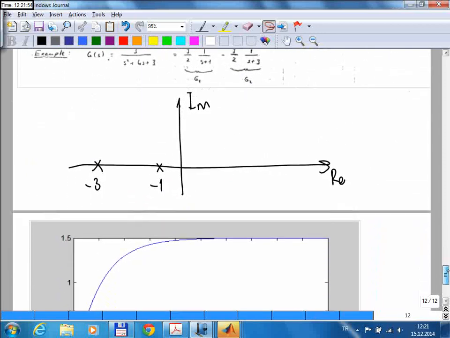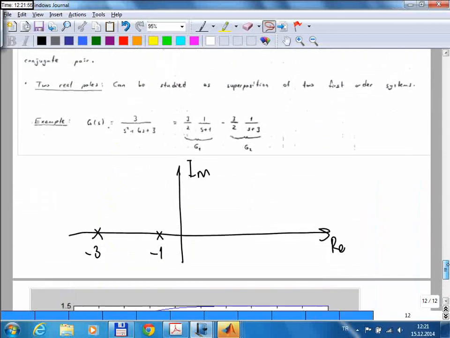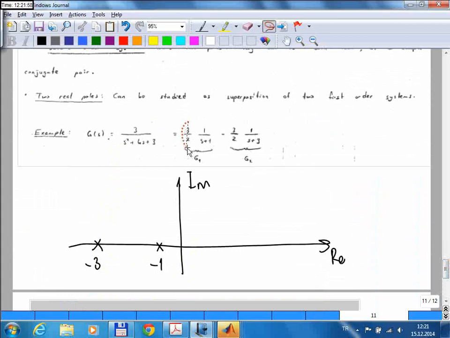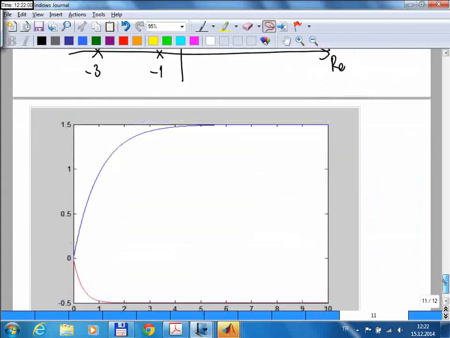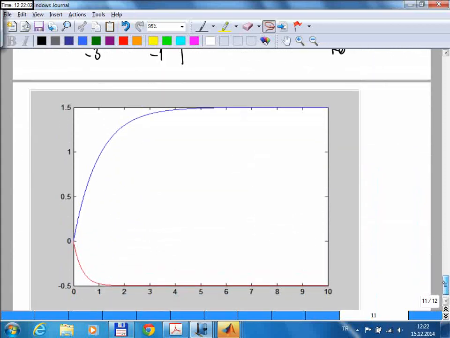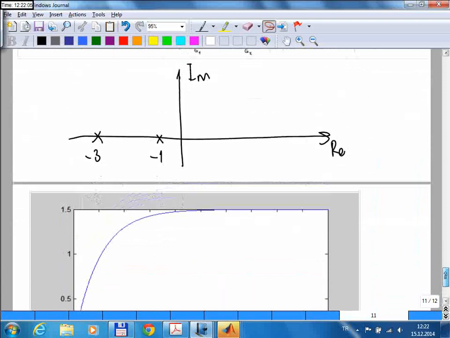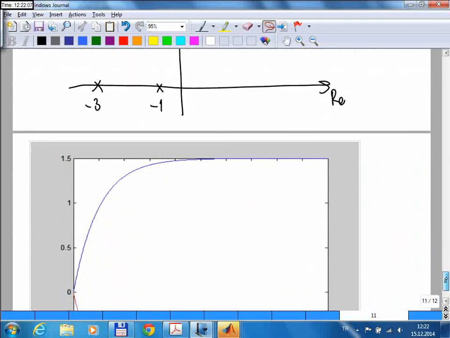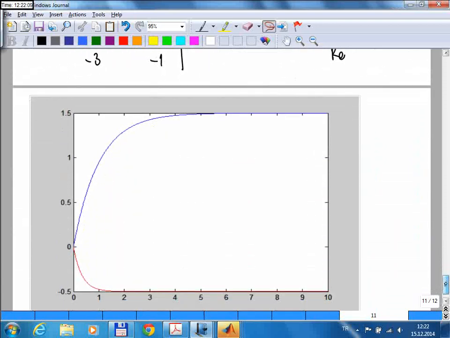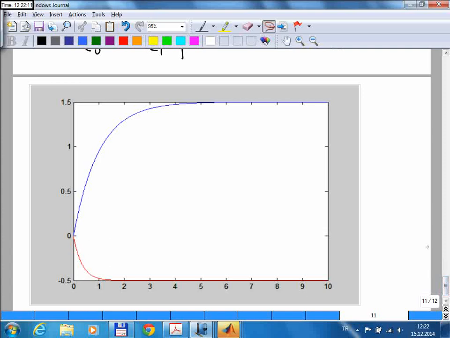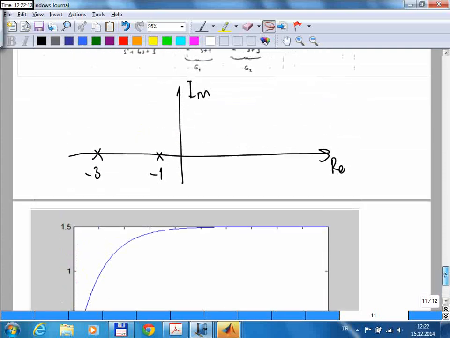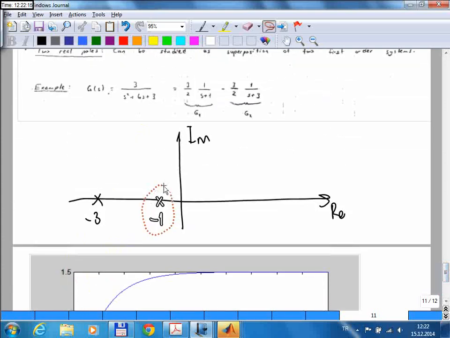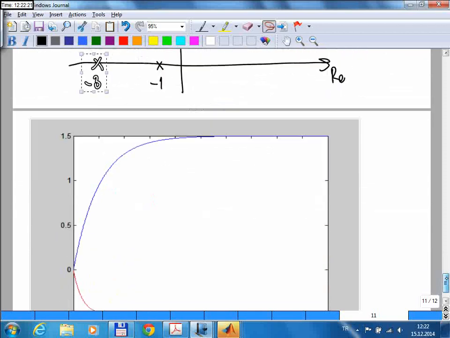Okay, let's see. So they both converge. I'm finding the forced response here, the step responses. So anyway, the response due to the pole at -1 converges with a time constant of 1 second, whereas this one converges with a time constant of 1/3 seconds.